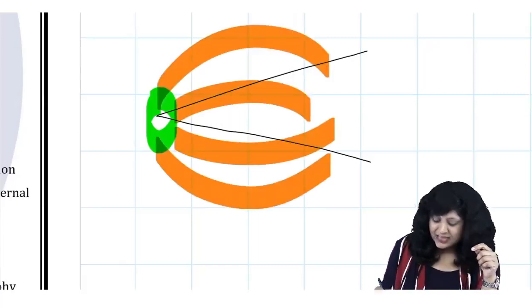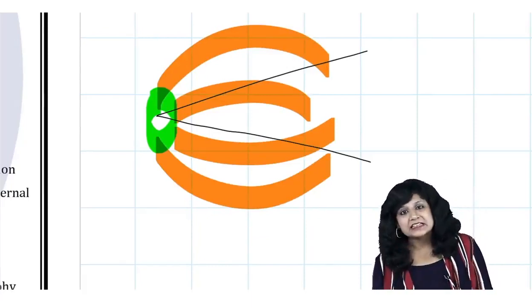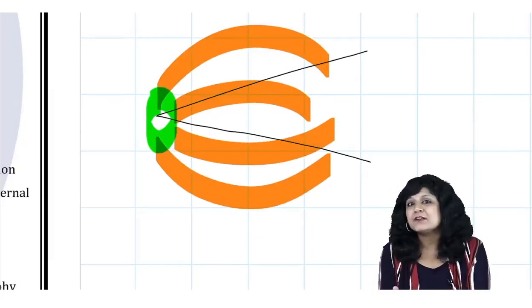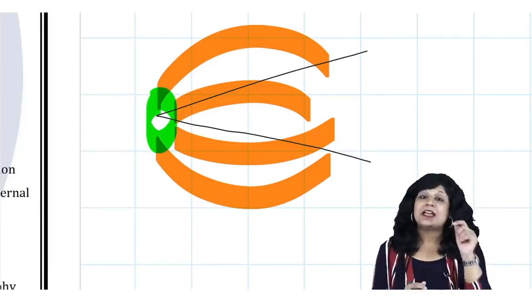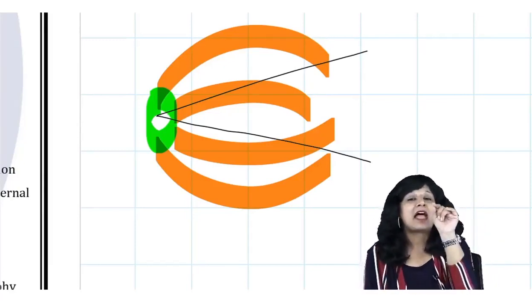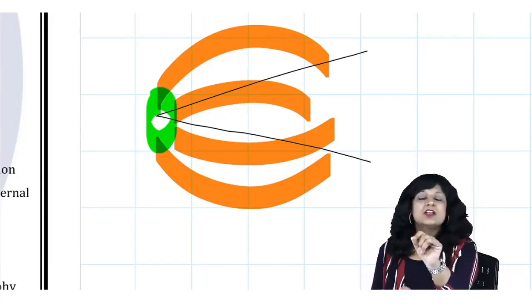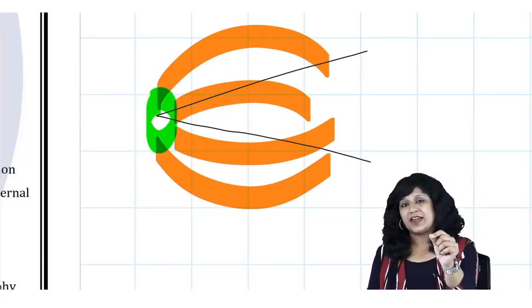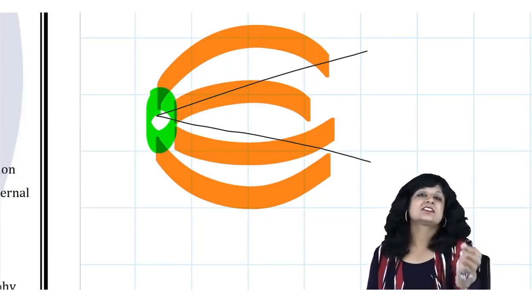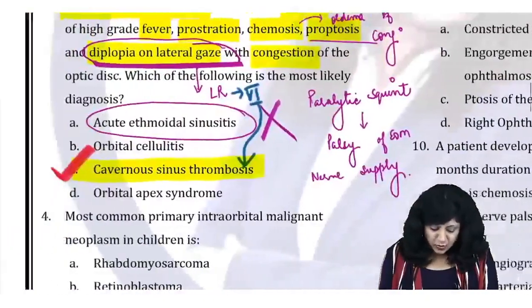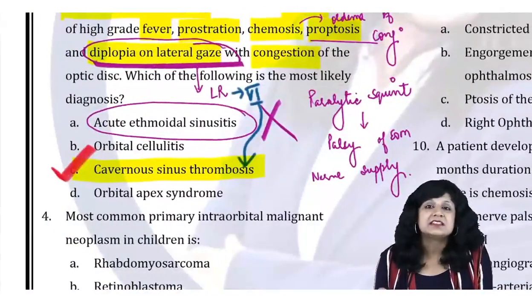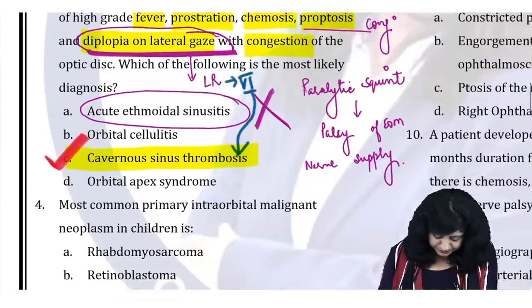Then how can I say that it is just the lateral rectus that is affected? If the orbital apex is affected, then all the four muscles will be affected and I'll get diplopia everywhere. But they are saying specifically that I'm having diplopia in the lateral gaze. So that is pointing towards the lateral rectus. That means the sixth nerve, and the sixth nerve is passing through the center of the cavernous sinus. So I hope now it's very clear why the answer is cavernous sinus thrombosis.